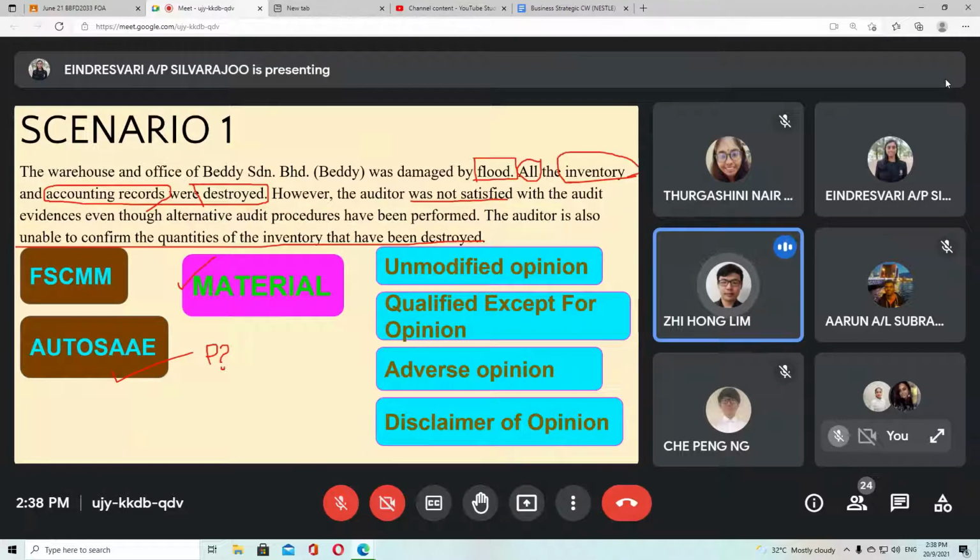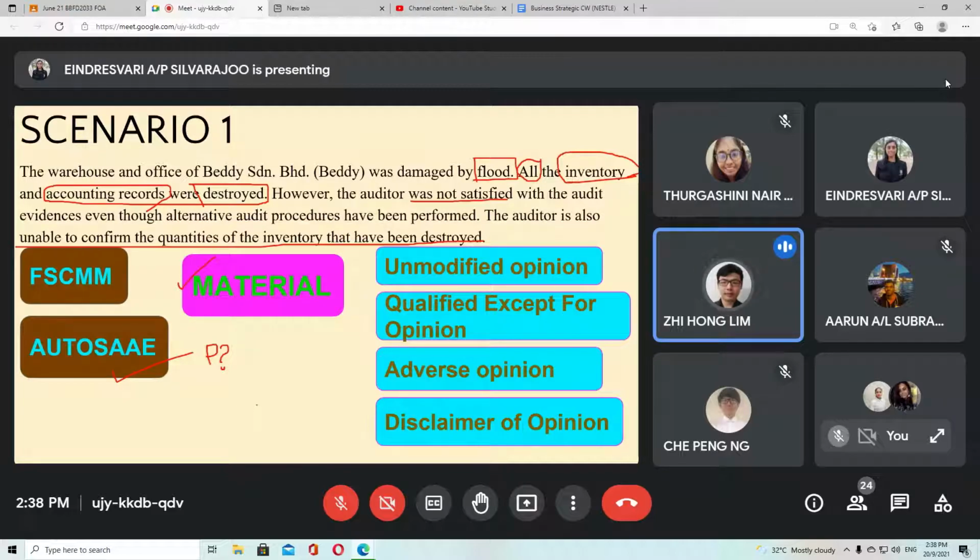It's pervasive. Why pervasive? Because it's only... wait. Because there's only affect the... I'm not sure, because it says that the accounting records are already destroyed.